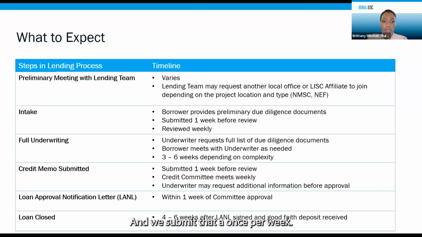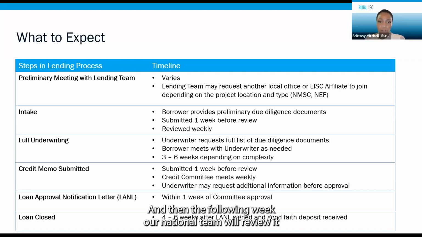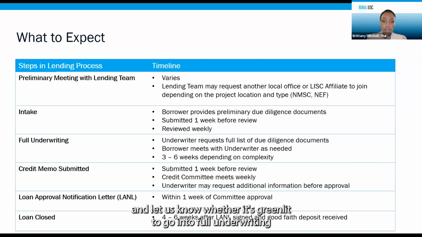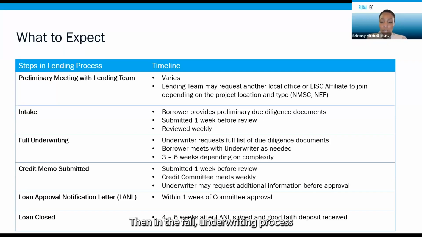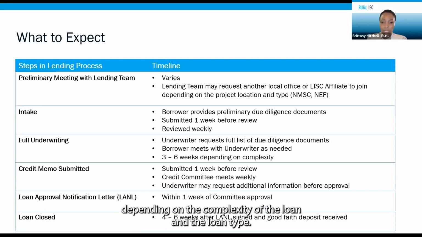And we submit that once per week. And then the following week, our national team will review it and let us know whether it's greenlit to go into full underwriting, if they have more questions, or if it's just not a good fit for LISC lending. Then the full underwriting process typically takes around 3 to 6 weeks, depending on the complexity of the loan and the loan type.